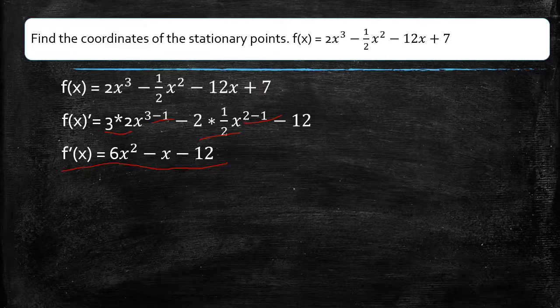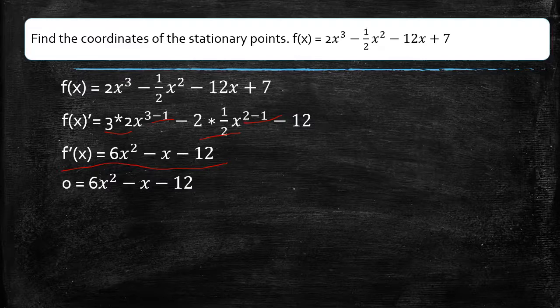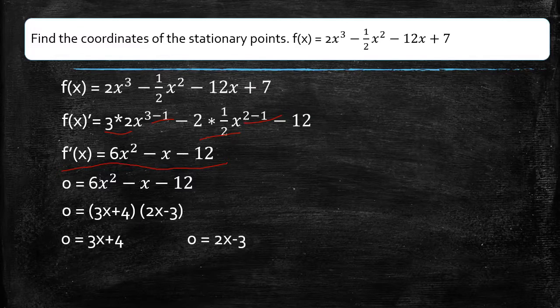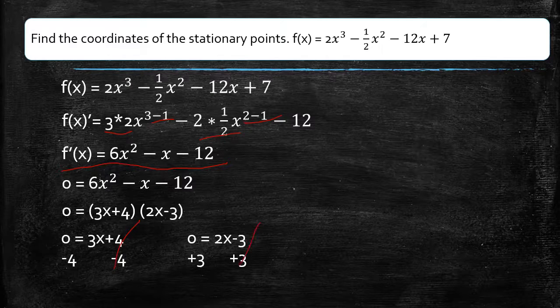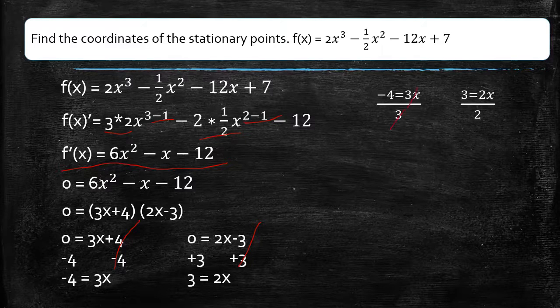Your next step would be to set this equal to 0. Once you do so, you can start solving for x. In this case, it is a lot easier and more efficient to simply factor and then set each one of them equal to 0. Next, all you're going to do is solve for x. So first, on this side, you would subtract 4, and on this side, you would add 3. Now you're going to divide by 3 on this side and divide by 2 on this side. You'll find that x is equal to -4/3 and x is equal to 3/2.